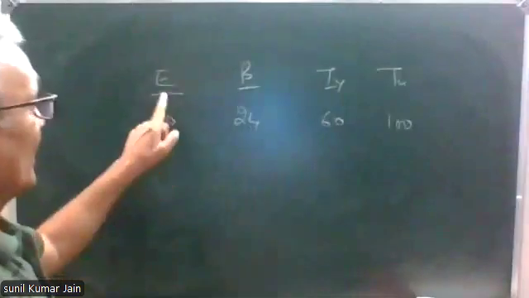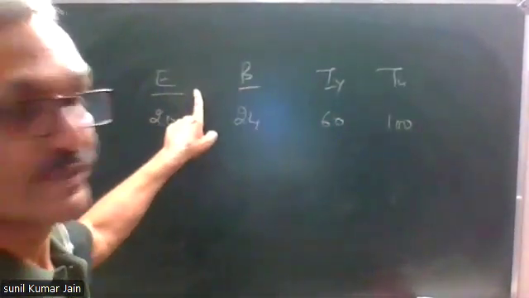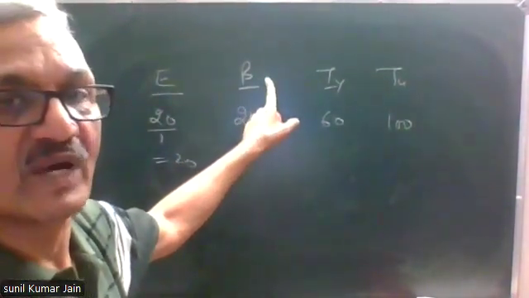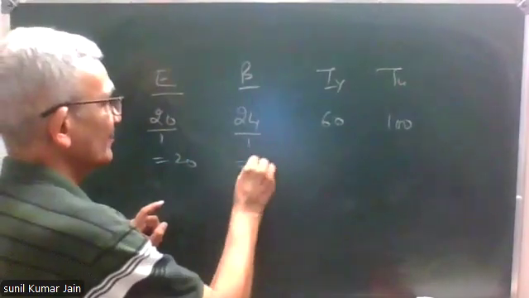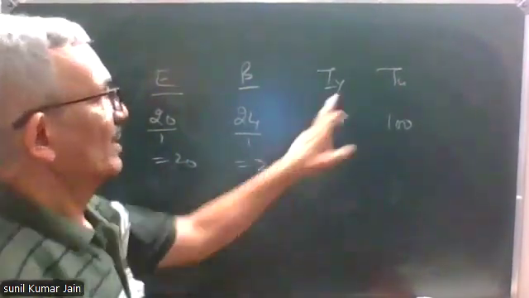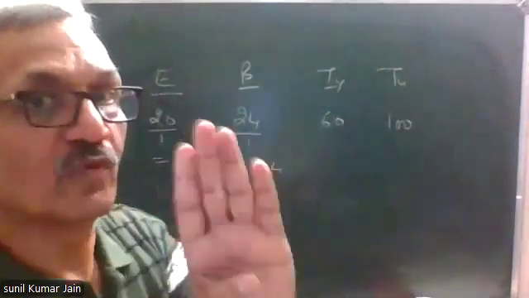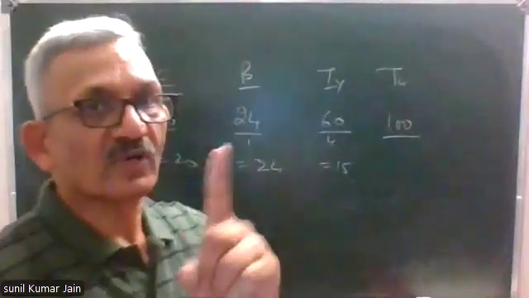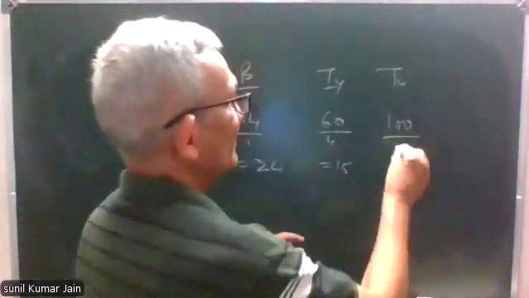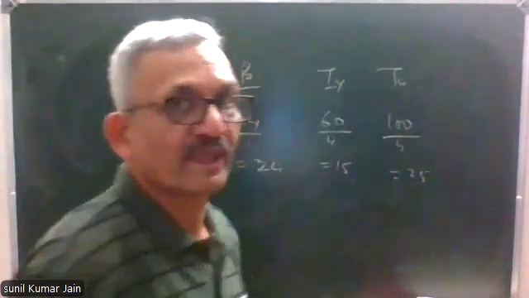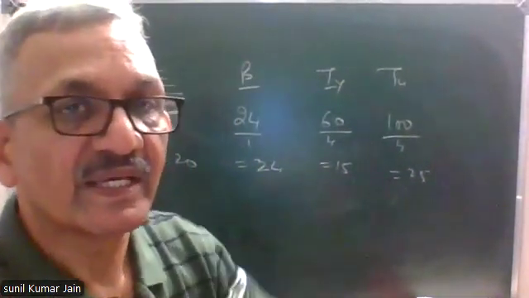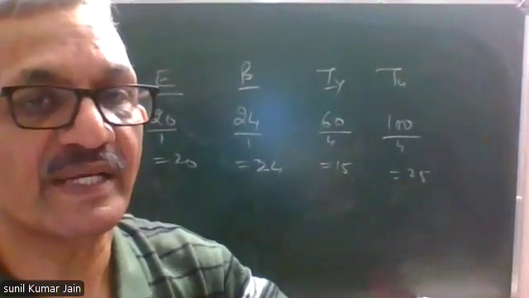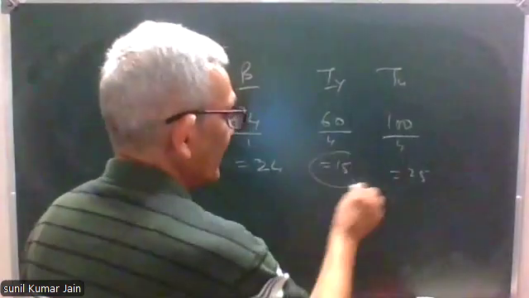For one car, we need one engine. So divide by one. For one car, we need one body. Divide by 1. 24. For one car, we need 4 tires. Divide by 4. For one car, we need 4 tubes. Divide by 4. 25. After dividing, whichever is the lowest number, that will be the number of cars which will be ready to be sold in the market at the end of the day.